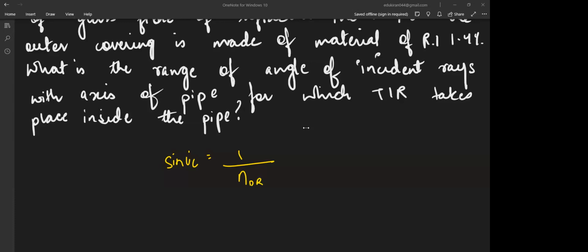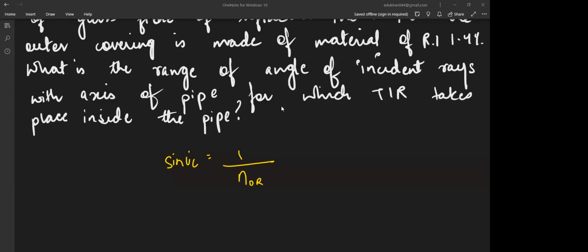See class, two things we studied: the conditions and the critical angle. So the conditions of TIR: two conditions were there. First, light has to travel from denser to rarer. And secondly, the angle of incidence has to be greater than the critical angle. What was the critical angle? The angle of incidence in the denser medium for which the angle of refraction in the rarer medium is 90 degrees. Correct?